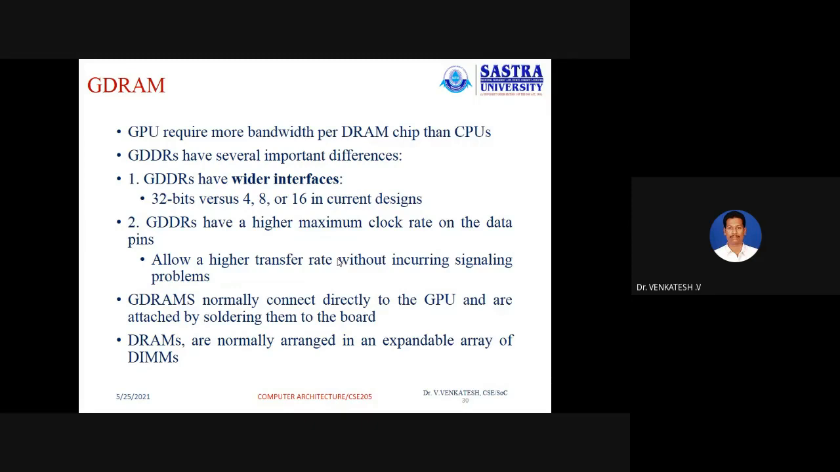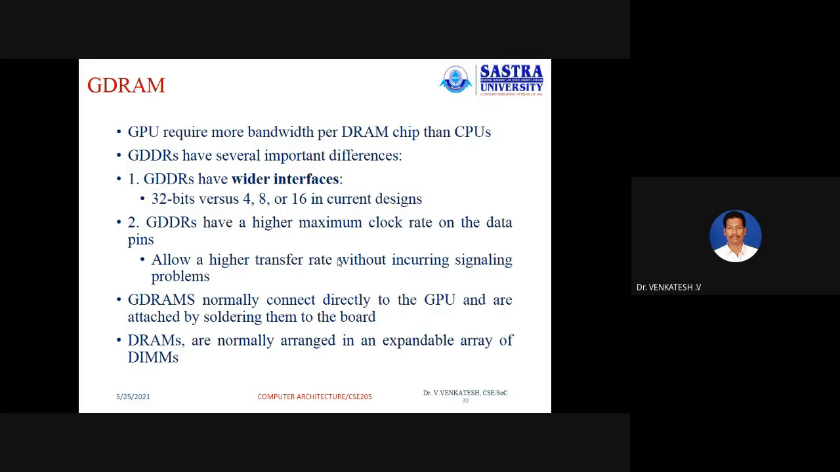GDRAM is normally connected directly to the GPU and attached by soldering it to the board. So the GDRAM is connected to the graphical processing unit, GPU, instead of SDRAM being connected to your CPU. In the case of GDRAM, it is connected to the graphical processing unit that will give the data. DRAM is normally arranged in an expandable array of DIMMs, dual in-line memory modules. Already you have studied what a DIMM is.